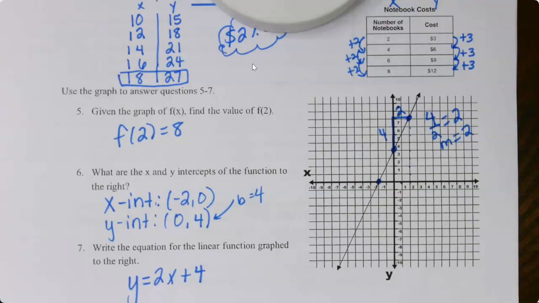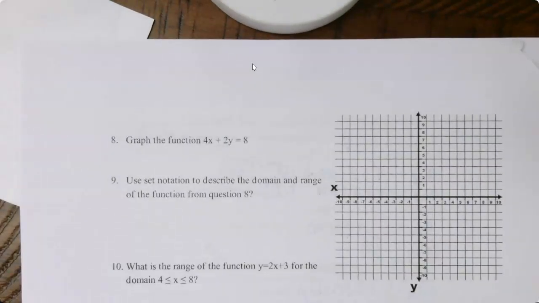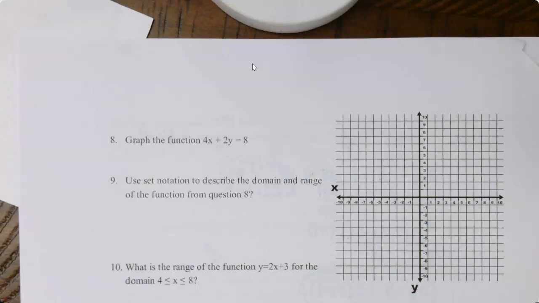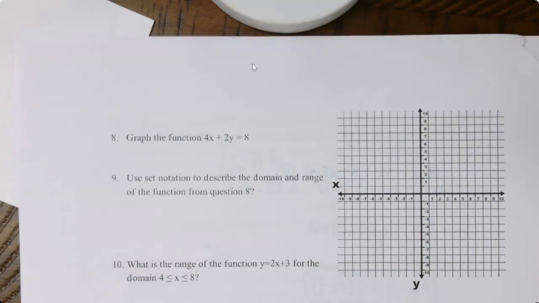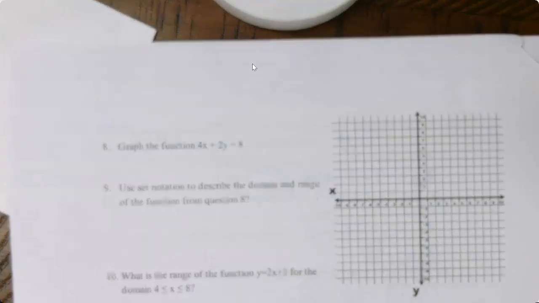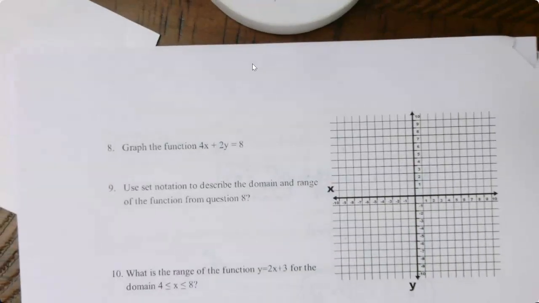Okay, that is the first page. That is through question 7. Okay, turn the page over. Question 8 says, graph the function 4x plus 2y equals 8. Okay, great. There's a few ways you can do this.